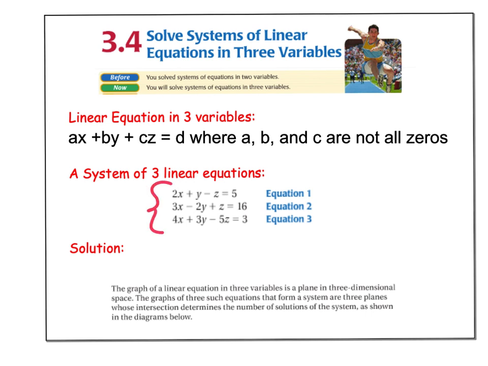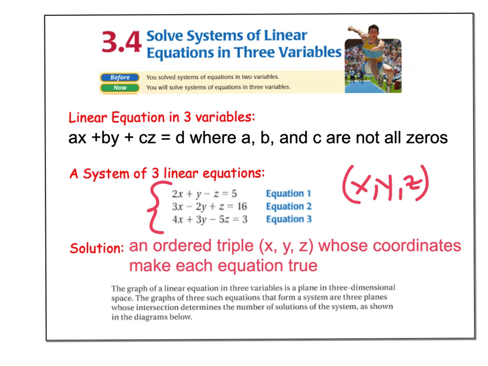And remember, they're all working together, and your x, y, and z coordinates must be the same for all three equations, making all three statements true, which is the definition of a solution of a linear system. So a solution of a linear system is an ordered triple x, y, and z whose coordinates make each equation true. Ordered triple, think of where that's coming from. We're used to just two coordinates, x and y, and we call it an ordered pair. So now it's called an ordered triple.